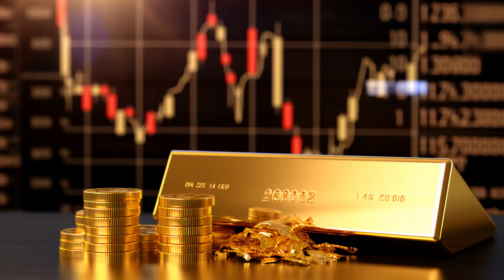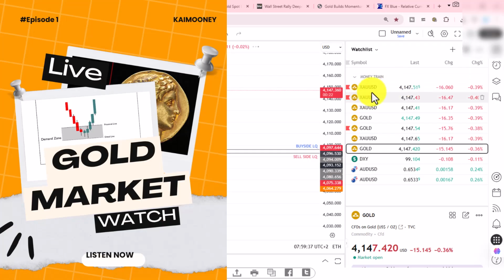Different setups for gold. Different setups.